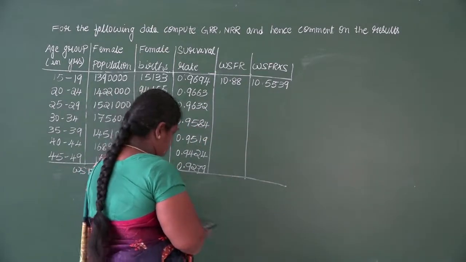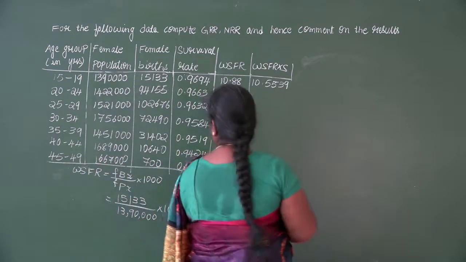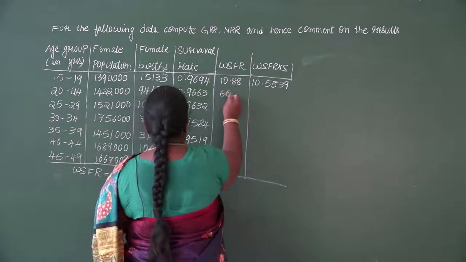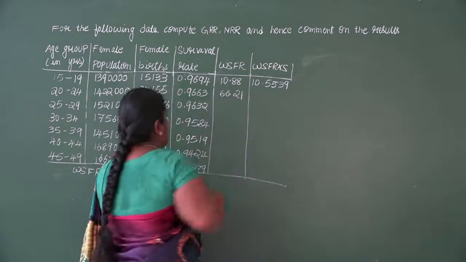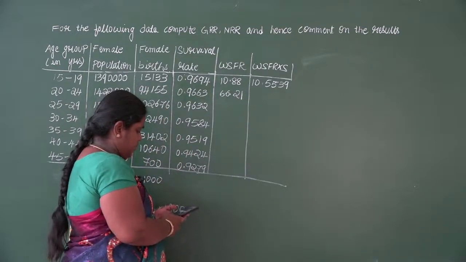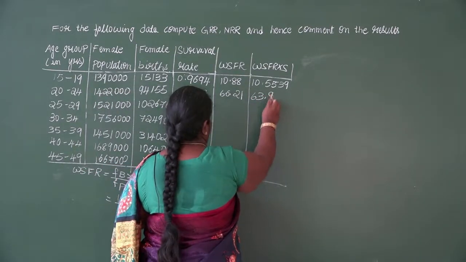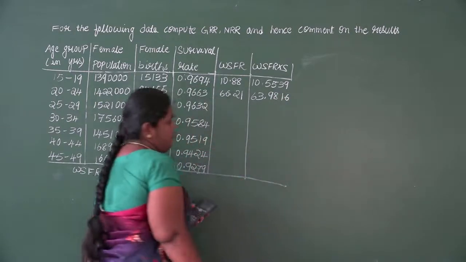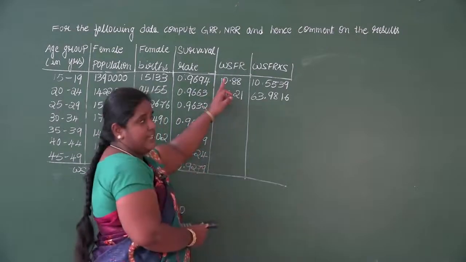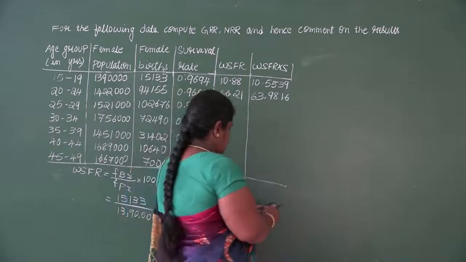So next one, 94,155 divided by 14,22,000 into 1000. So it is 66.21. Again I'll multiply it with 0.9663, that is the survival ratio. We'll get 63.9816. After the decimal, I'll be taking only 4 numbers for WSFR into S, and while calculating WSFR, only 2 numbers.